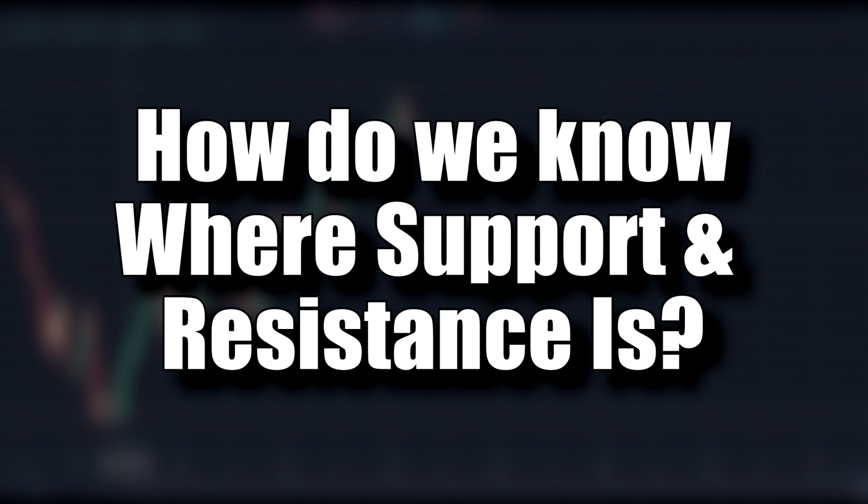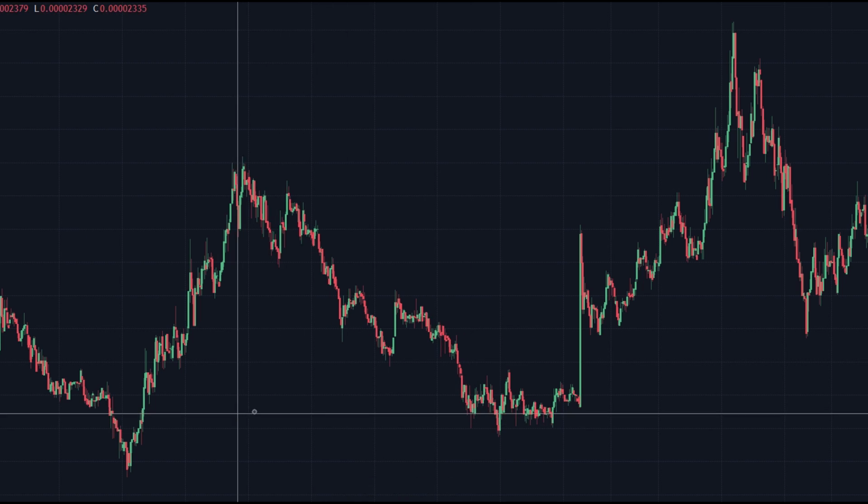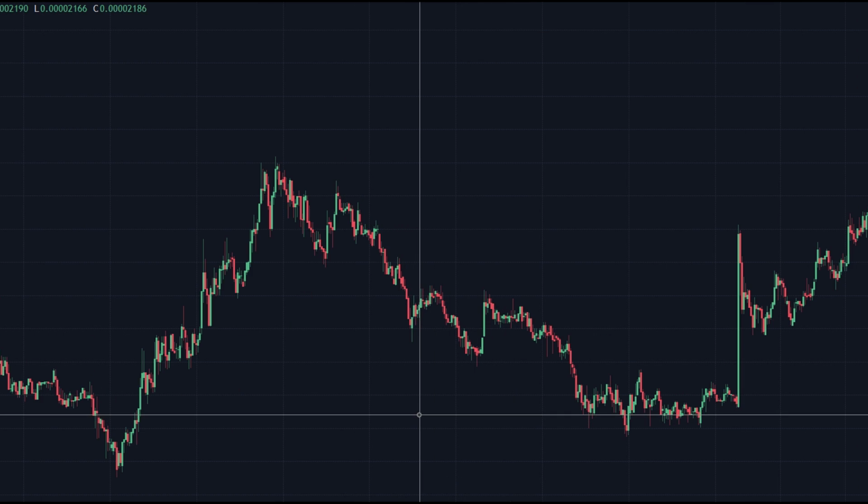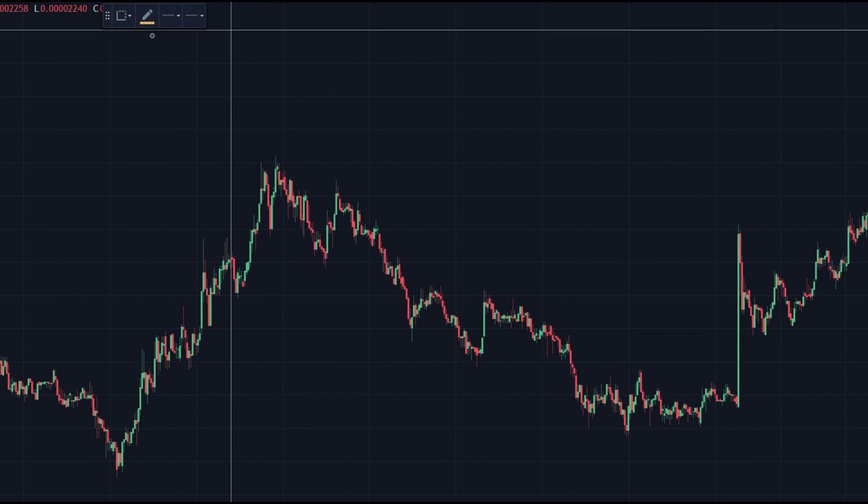So how do we know where support and resistance is? The answer is simple: history. The historical price chart of any coin will tell you exactly where prior support and resistance is. These lines will be respected throughout the entire coin's history. Let's see this in action.